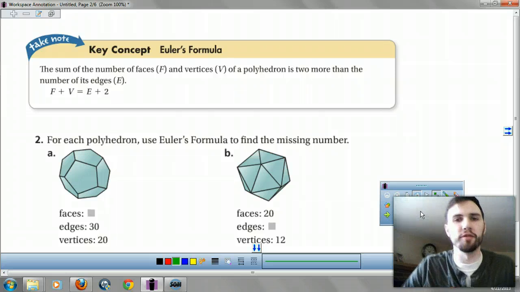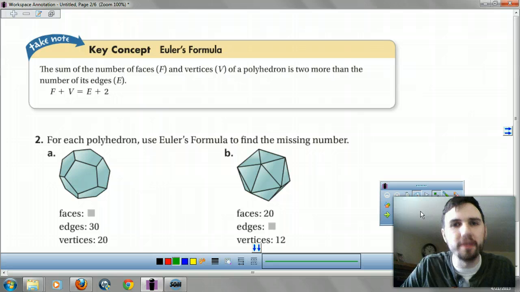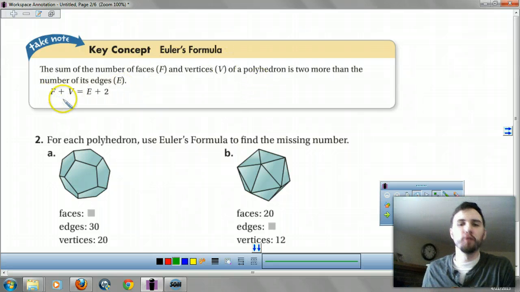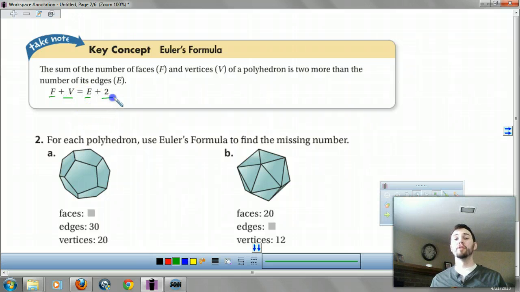Let's talk about Euler's formula. Not Euler. It's Euler. Say it with me. Euler. What his formula says, and it's true, it's not a theorem, it's a formula. Your faces plus vertices equal your edges plus 2.